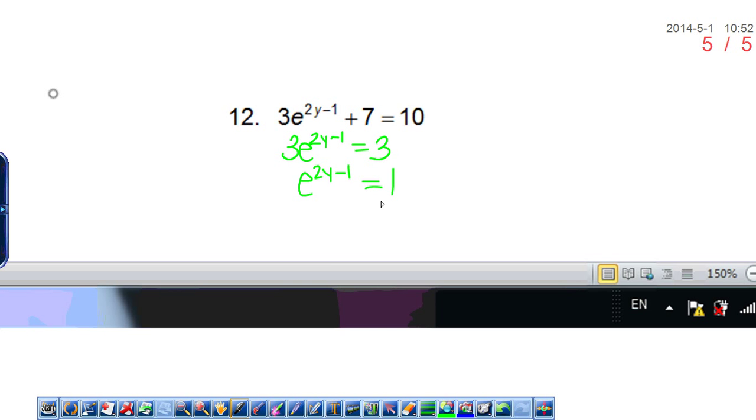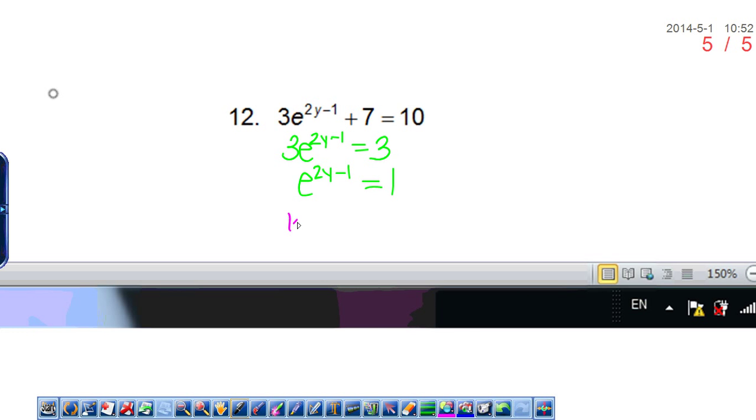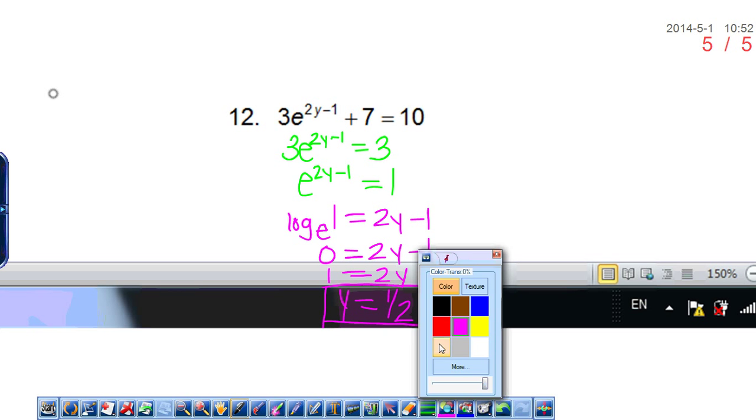So we have two options here. First option would be to rewrite this as a log. If we rewrite this as a log, we get what? Log base e, or natural log of 1 equals 2y minus 1. Okay, what is the natural log of 1? 0. So 0 is equal to 2y minus 1. So 1 equals 2y, which means that y equals 1/2.